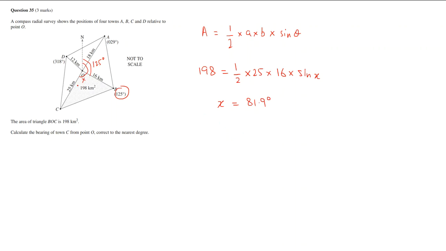We needed to work out this whole thing. And out of this, now we know this, we already knew 125. So the bearing is the sum of the two, which would be 125 plus 81.9. So that would be roughly 207 degrees.